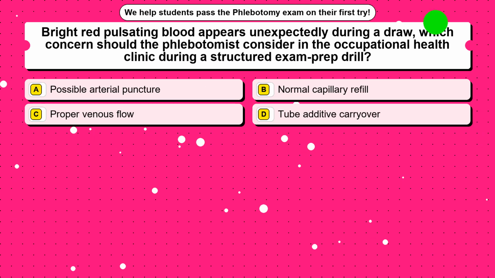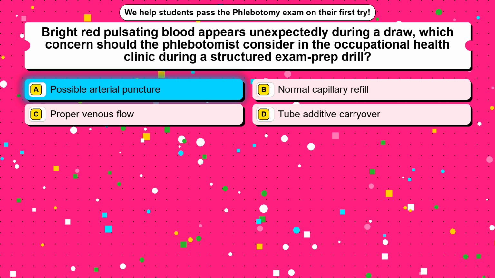Question 44. Bright red pulsating blood appears unexpectedly during a draw. Which concern should the phlebotomist consider in the occupational health clinic during a structured exam prep drill? Option A, possible arterial puncture. Option B, normal capillary refill. Option C, proper venous flow. Option D, tube additive carryover. The correct answer is option A.